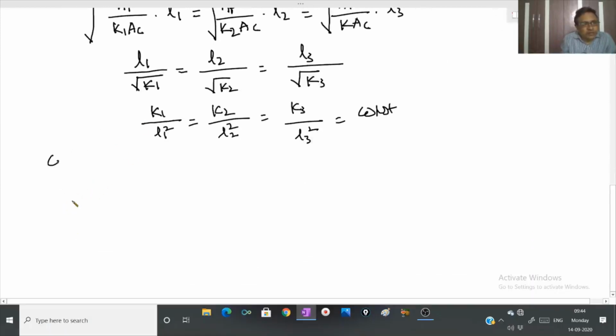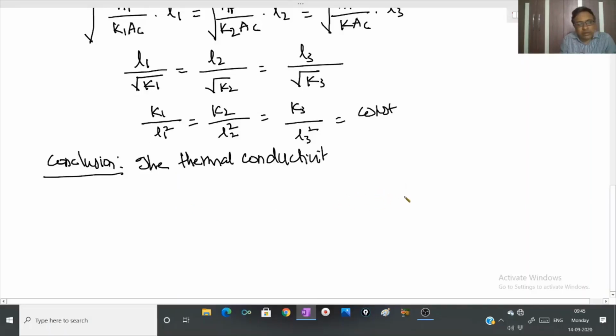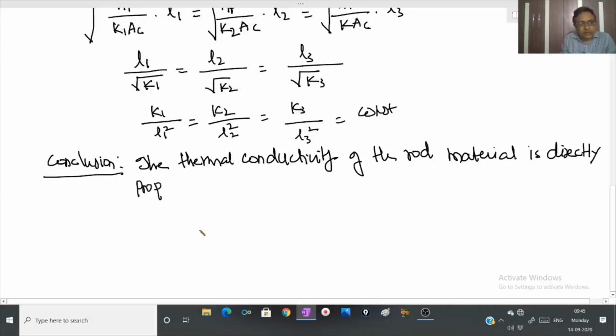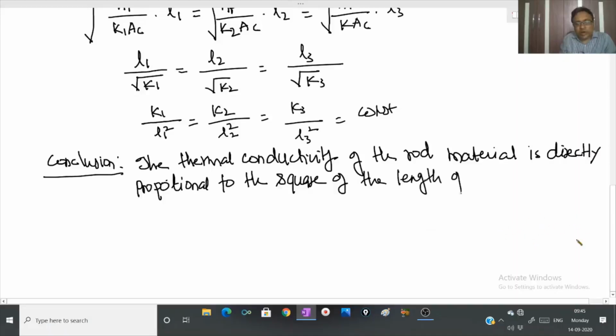So from the analysis of this Ingen-Hausz experiment, what I can conclude is that the thermal conductivity of the rod material is directly proportional to the square of the length of the wax melted on the rod.